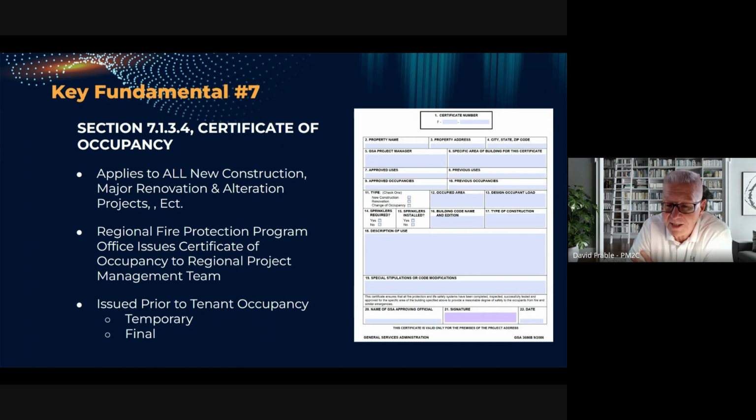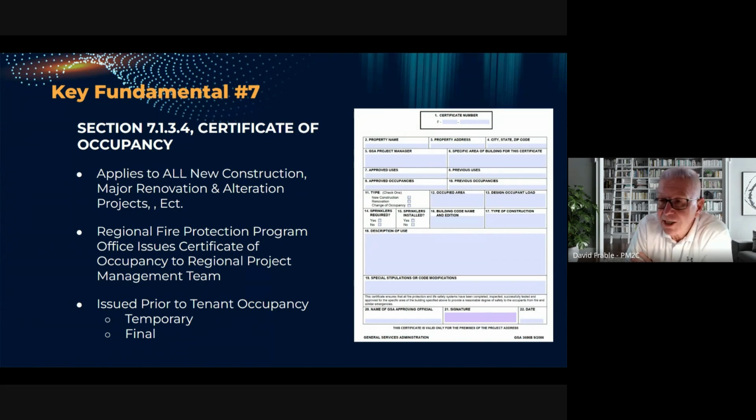A temporary certificate of occupancy may be issued to the regional project management team when partial occupancy of a building can be achieved. For example, a new high-rise building may be permitted a partial occupancy of the building on the lower floors in which all fire protection systems serving those areas proposed for occupancy, and all floors below, have been completed, inspected, successfully tested, and approved by the regional fire protection engineer.